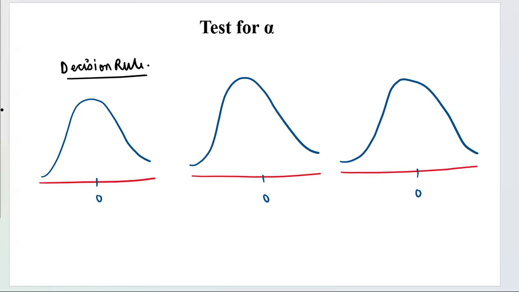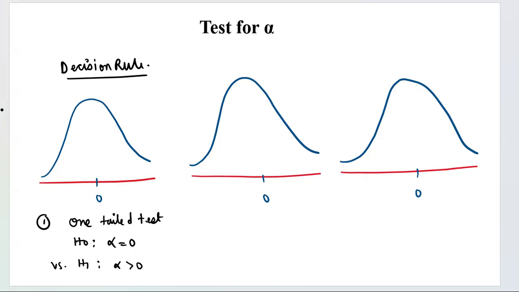So the first case would be a one-tailed test, which basically means that H naught is, say, alpha equals 0 versus H1, suppose alpha greater than 0. If this is the case, then the rejection region will come here in this particular place. It is a one-tailed test. This critical value will be t alpha, n minus 2. So if your t computed value lies in this particular region, then you will reject the null hypothesis because you are in the rejection region. This is the rejection region.